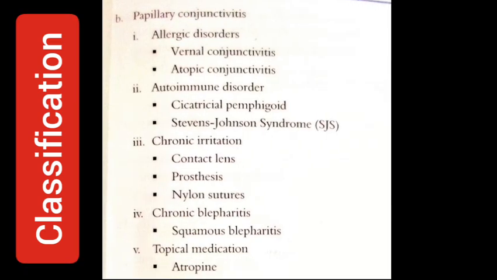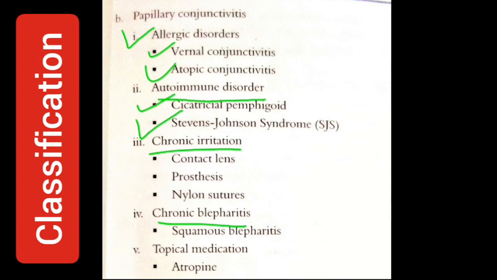And papillary reaction would be seen in chronic irritation cases. Like in allergic cases, there is chronic irritation, and autoimmune conditions which are also long term, chronic irritation and chronic blepharitis. In allergic conditions: vernal conjunctivitis, atopic conjunctivitis. Autoimmune conditions: cicatricial pemphigoid, and these are the lesions of the mucous membrane. Stevens-Johnson syndrome, there is also blistering on the mucous membrane. Chronic irritation with contact lens, prosthesis, and nylon sutures. Chronic blepharitis like squamous blepharitis, and topical medication like atropine.